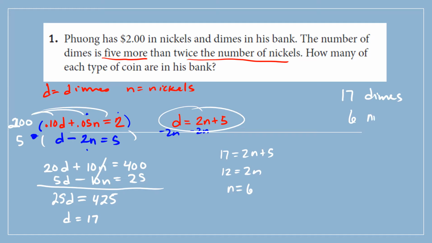So 6 nickels. Now make sure that adds up to $2. And let's make sure this is true. Are my dimes 2 times my nickels plus 5? Well, 2 times 6 would be 12 plus 5 is 17. So that works out. And these would add up to $2. You can check it.